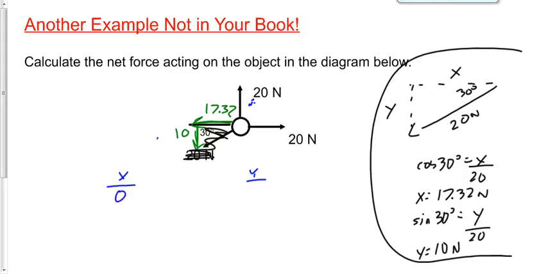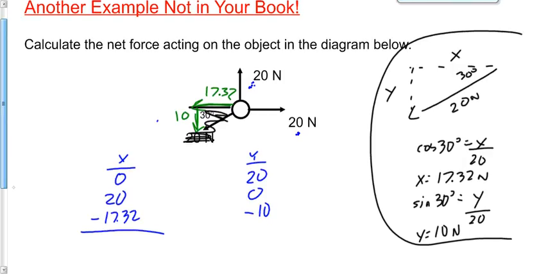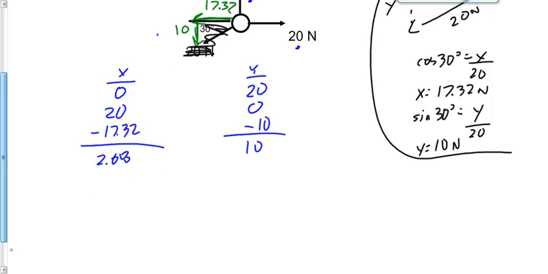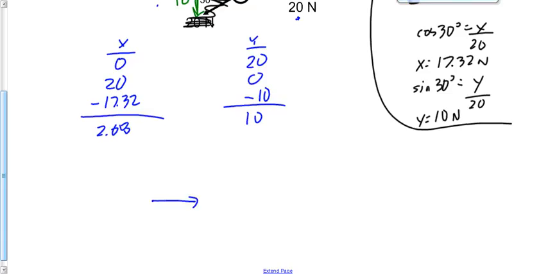The x component of that is 0. The y component is 20. Then it's this one. The x component is 20. The y component is 0. Then it's this one. The x component is negative 17.32, and the y component is negative 10 because it's downwards. Add these up, and we end up getting 2.68, and we end up getting 10 right here. So we're going to combine them. 2.68 in the x-axis, 10 in the y-axis, and this is going to be our resultant vector right here that we're going to find.